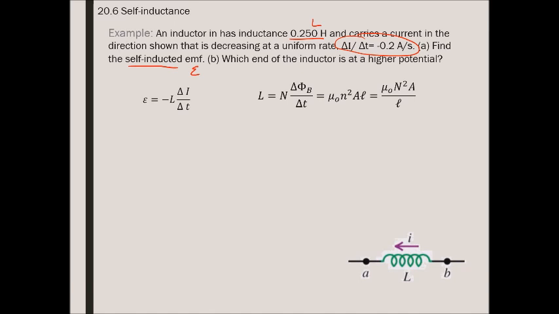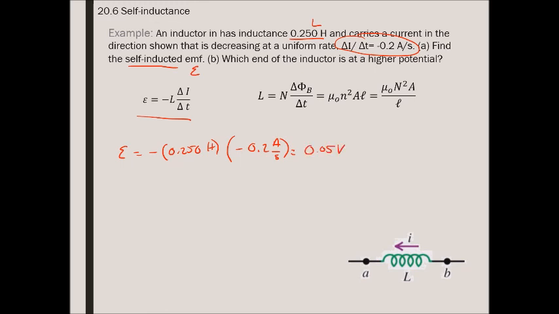Okay, hopefully you figured out what formula to use. We're going to use this one because that's the one we have the variables for. We aren't given any information about the number of turns, and we're not given any information about any external magnetic field. So we need to use this equation. E is equal to negative 0.250 henries times negative 0.2 amps per second. That gives us 0.05 volts.